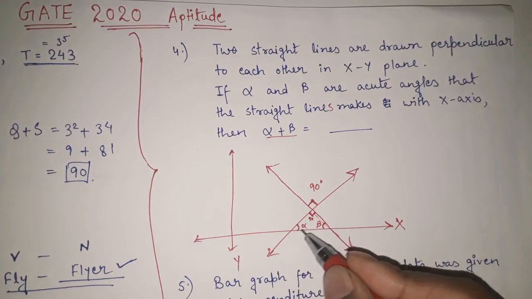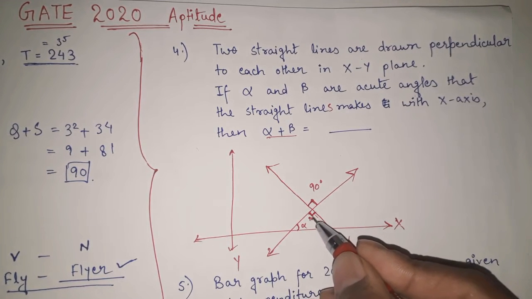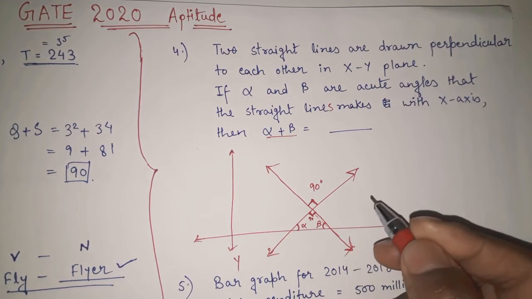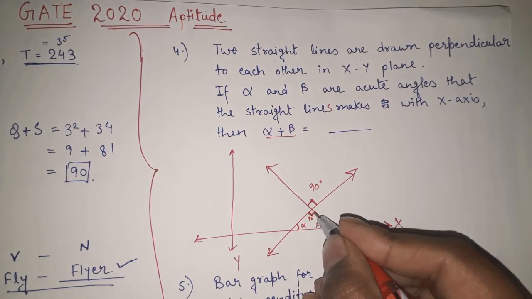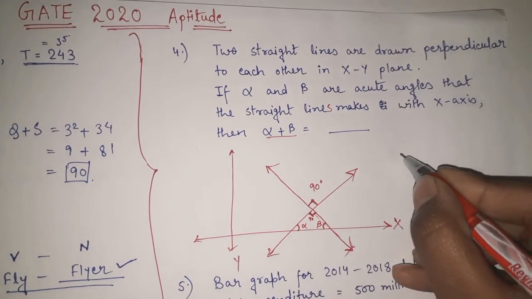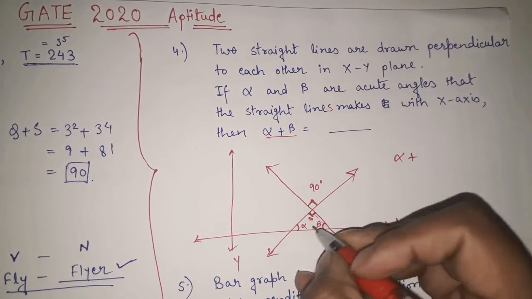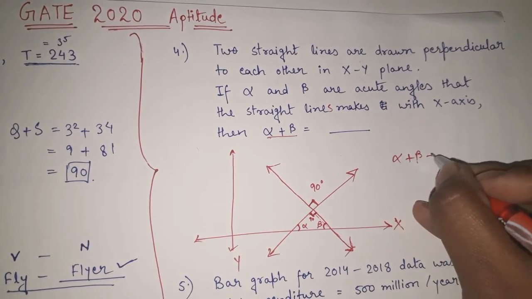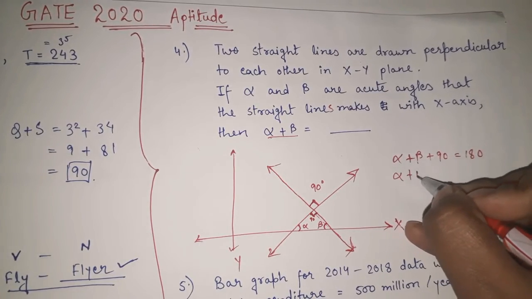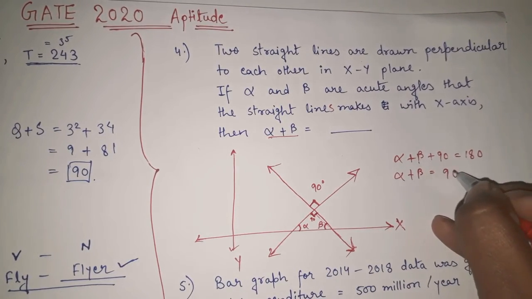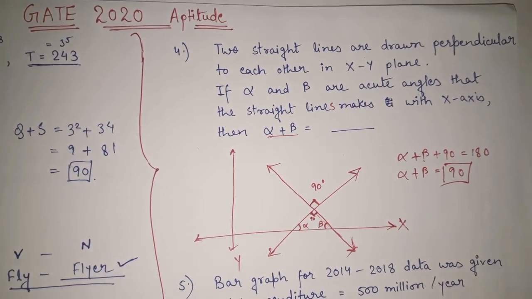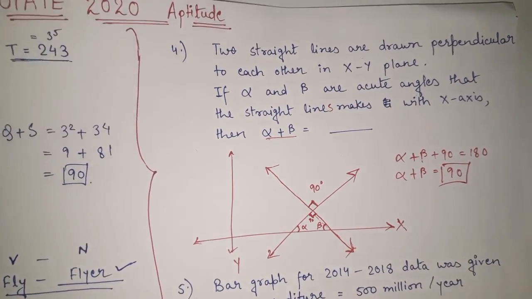Now we know that in this triangle, the sum of all the angles of a triangle is always 180 degrees. Now if this one angle is 90 degrees, then alpha plus beta plus 90 should make what? 180. So alpha plus beta will be what? 180 minus 90, that is equal to 90. So the answer for this question will be 90. Fine. So 90 is the answer for this question.